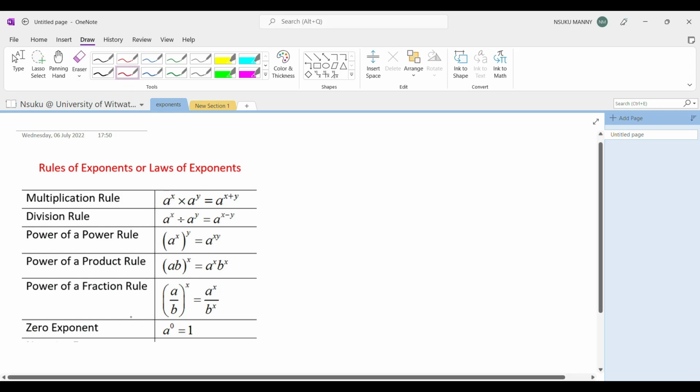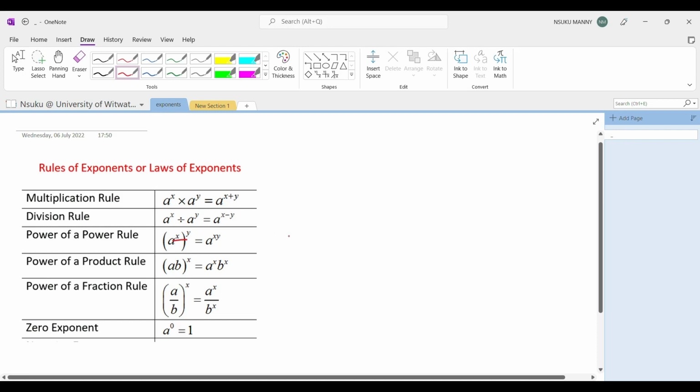So the third law says power of a power rule, or power of a power law, right? So this one says if we have an exponent or a power inside a bracket, and outside the bracket we have an exponent, this exponent that's outside the bracket will multiply the exponent that's inside the bracket. It won't multiply the base, it won't do anything to the base, it will just multiply the exponent.